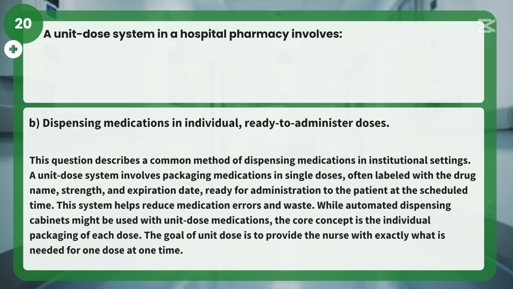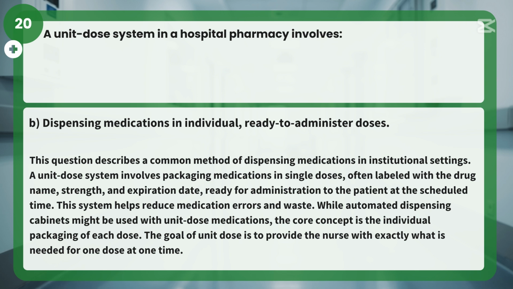Answer: B. Dispensing medications in individual, ready-to-administer doses. This question describes a common method of dispensing medications in institutional settings. A unit dose system involves packaging medications in single doses, often labeled with the drug name, strength, and expiration date, ready for administration to the patient at the scheduled time.